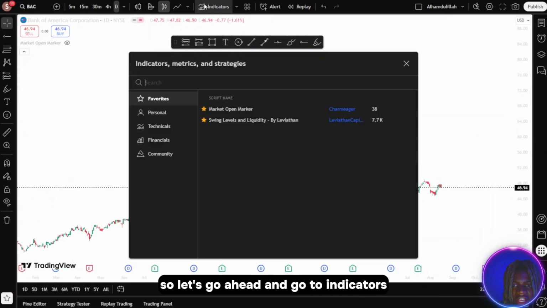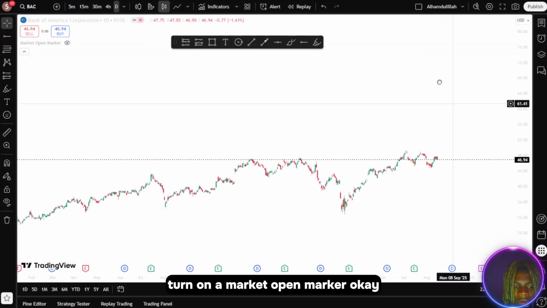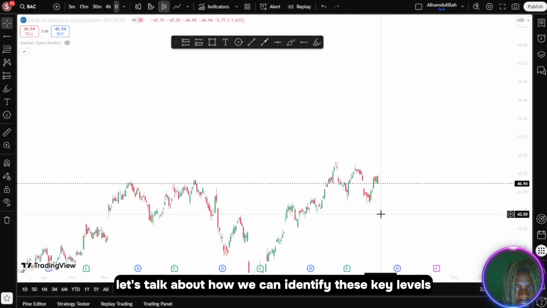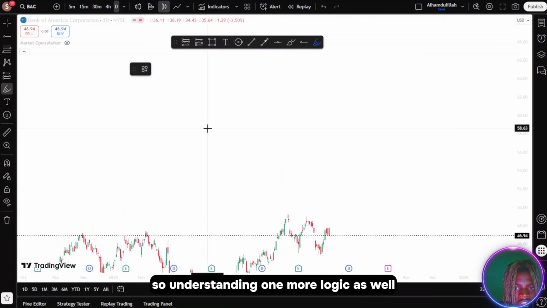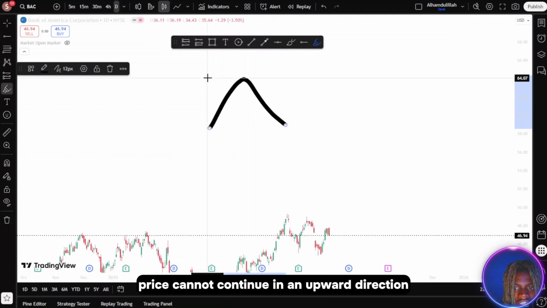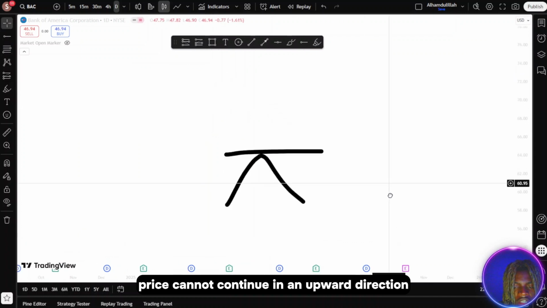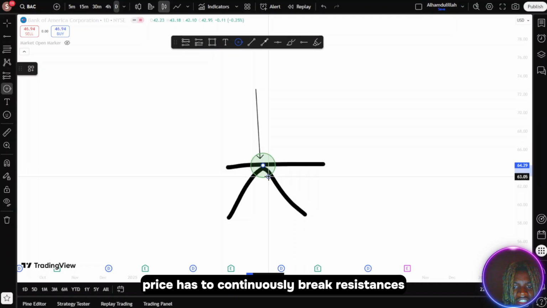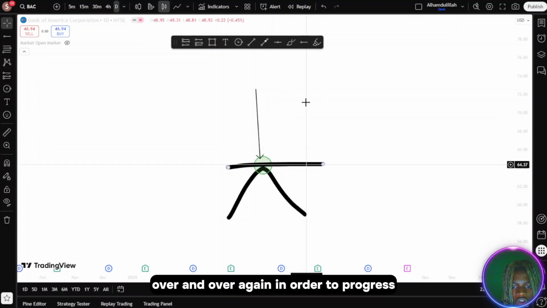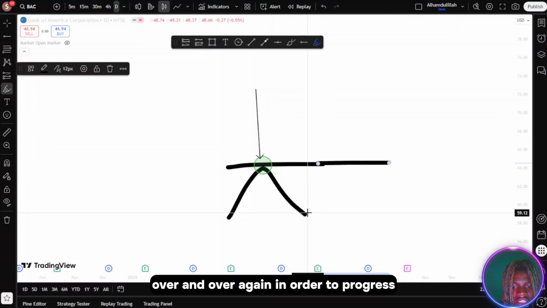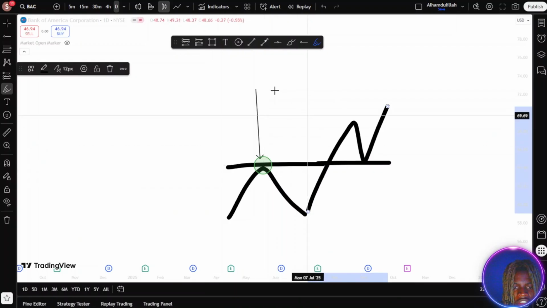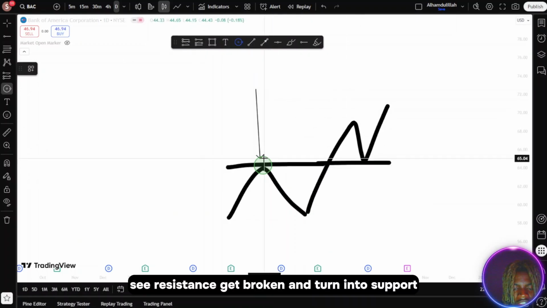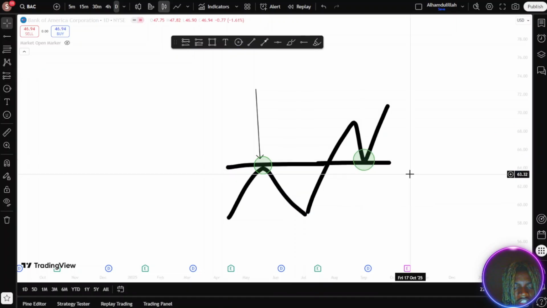Now, let's go ahead and go to indicators. Turn on a market open marker. Okay. Let's talk about how we can identify these key levels. So, understanding one more logic as well. Price cannot continue in an upwards direction unless it decides to break an area. Price has to continuously break resistances over and over again in order to progress. You see resistance get broken and turn into support.